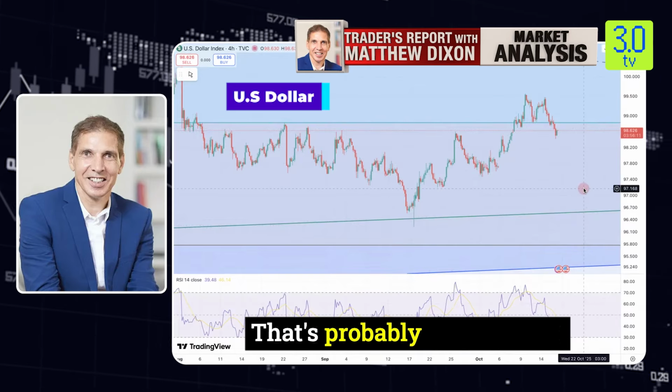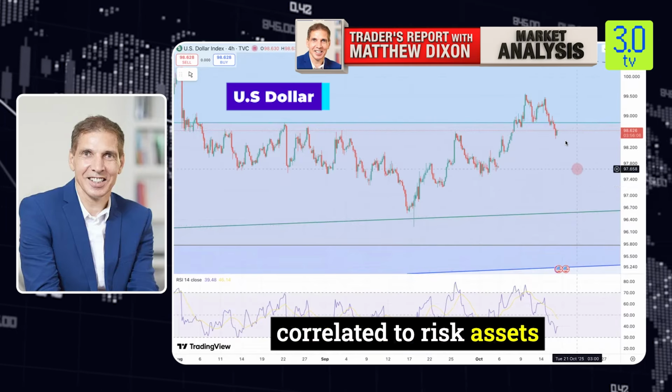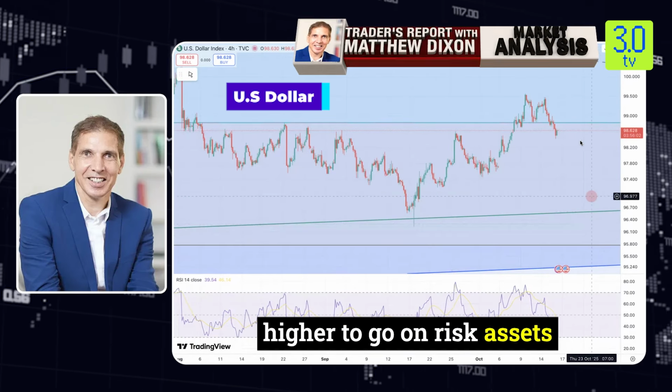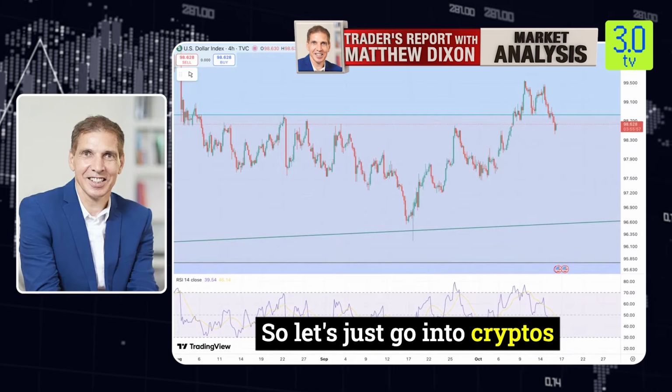So it tells me that even if we do push a little bit higher, we still have lower to go on dollar index. That's probably a good thing because the dollar is inversely correlated to risk assets. So if we have the dollar falling further, that would mean we still have higher to go on risk assets. And that includes cryptocurrencies. So let's just go into cryptos now.